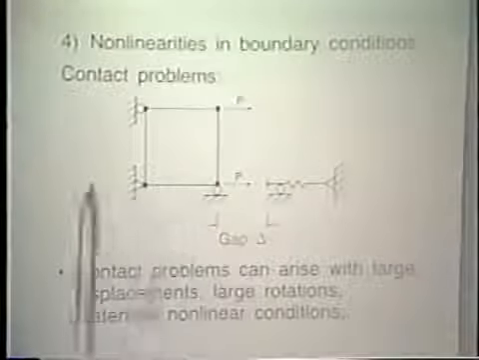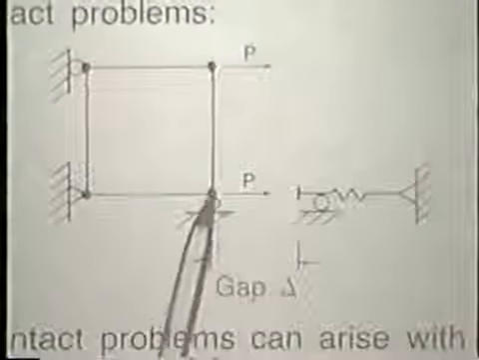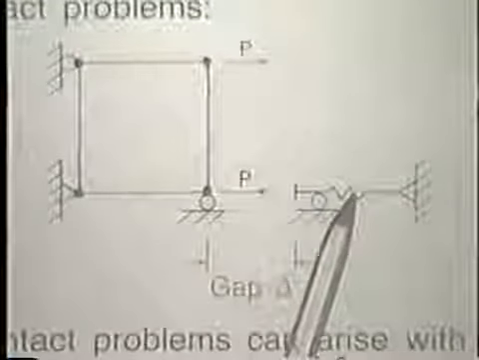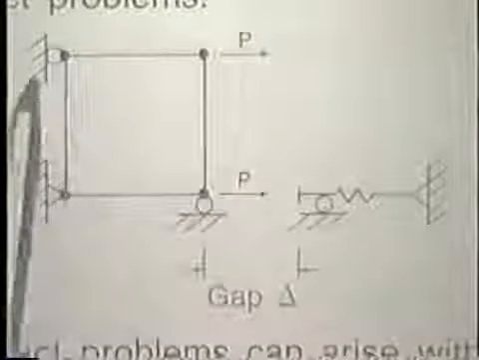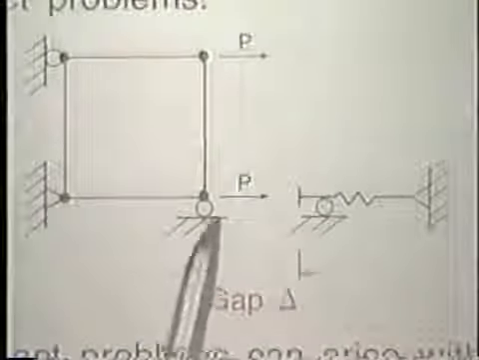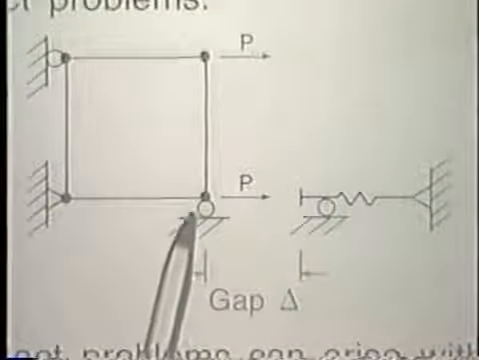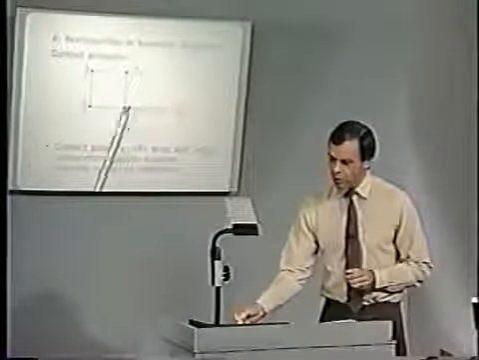Nonlinearities in the boundary conditions provide contact problems, and here we look schematically at a simple contact problem. The 4-node element, once again, subjected to loads. There's a gap here between this element and the spring, and as soon as this gap is closed, the spring, of course, provides stiffness into the system, and that stiffness has to be taken into account in the analysis, and there are procedures to solve contact problems. This is, of course, a very simple contact problem, but there are procedures to solve contact problems.